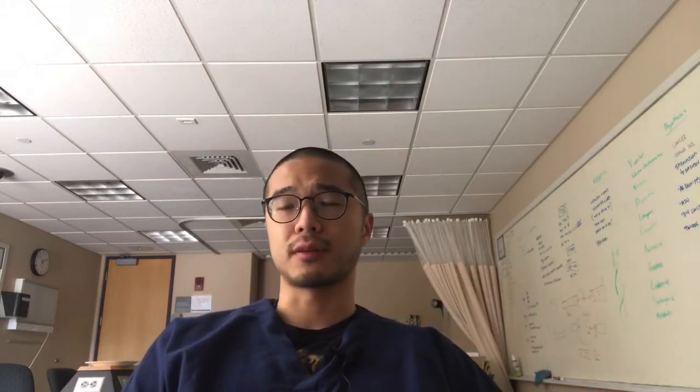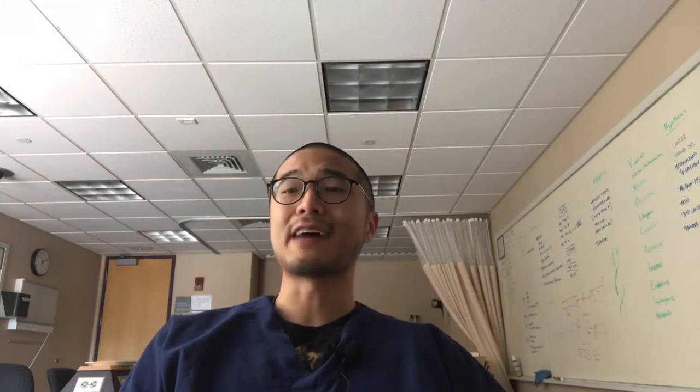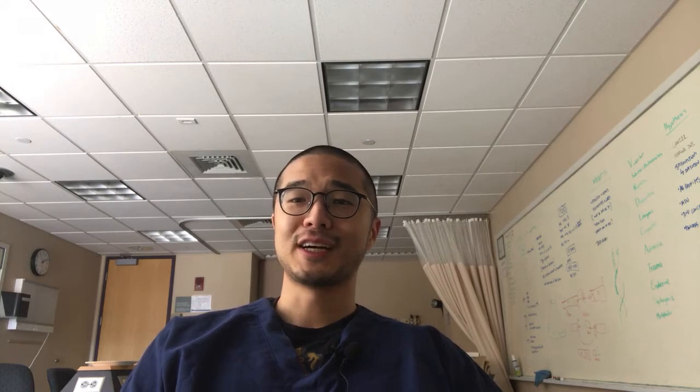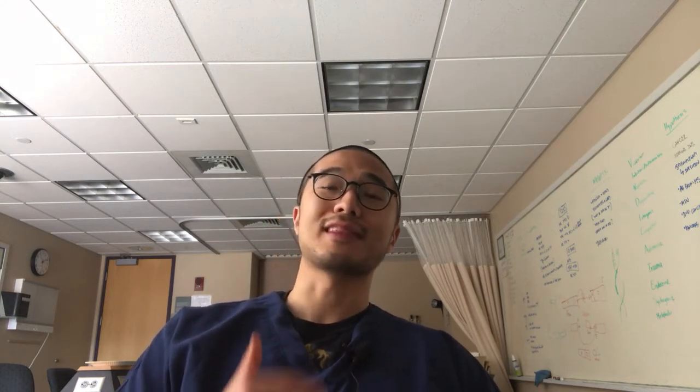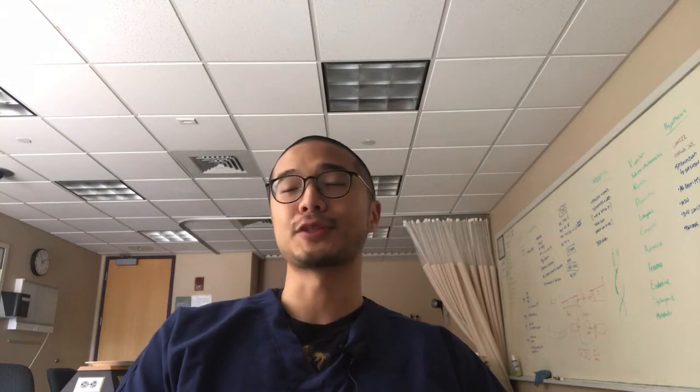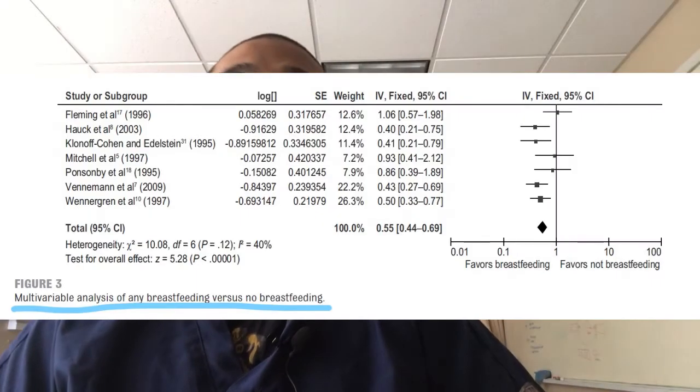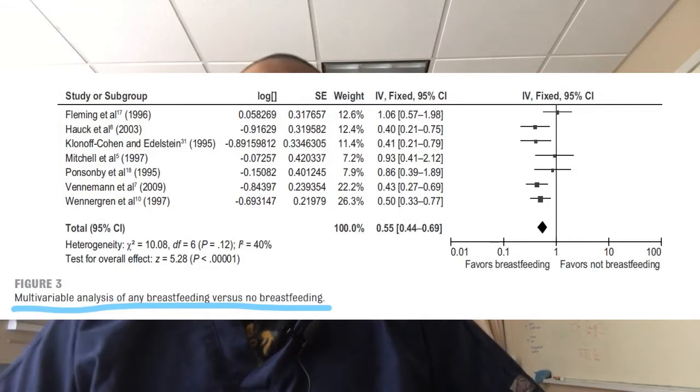Because 0.27 is closer to 0 than 0.4, you have an even greater association of, if I breastfeed my child and just breastfeed my child, I'm even less likely to get SIDS compared to a mother who did not breastfeed their child. Now, let's talk about the multivariable analysis of any breastfeeding versus no breastfeeding.